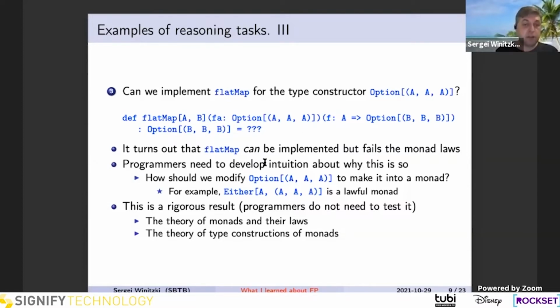Now, programmers need to develop intuition about it. How do you modify this? What is wrong with this type? What else does it need in order to be able to have a monad instance? For example, if you just change the option into an either, it's a very small change, this becomes a lawful monad. This is not obvious at all.